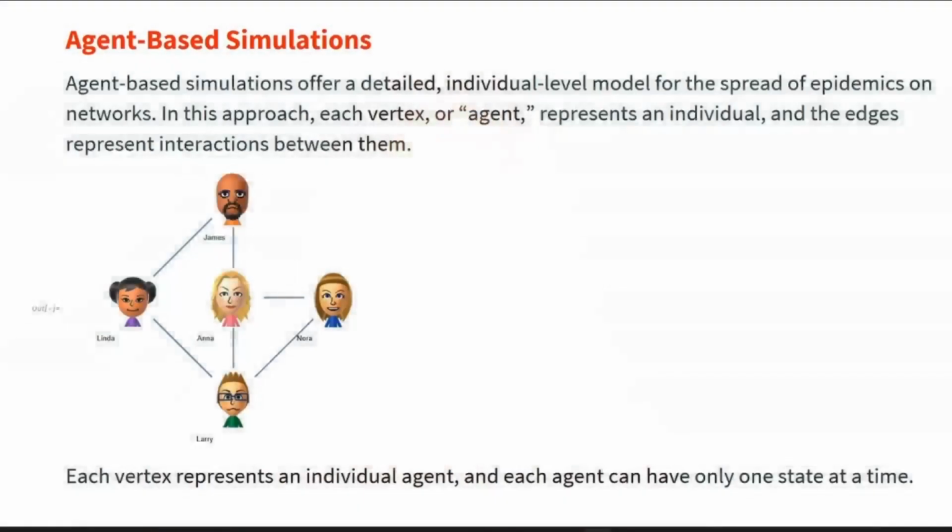Well, now let's see the agent-based simulations. They offer a detailed individual-level model. In this approach, each vertex or agent represents an individual, and the edges represent interactions between them. In this framework, vertices no longer possess all the distinct states. They just possess one of the states of the epidemic model. Additionally, as before, a node can only become infected if it is susceptible and connected to an infected node.